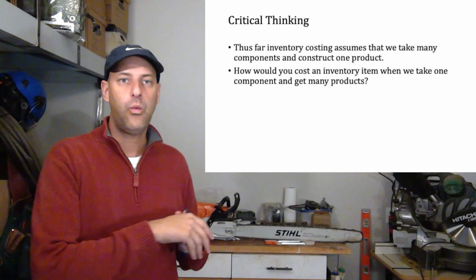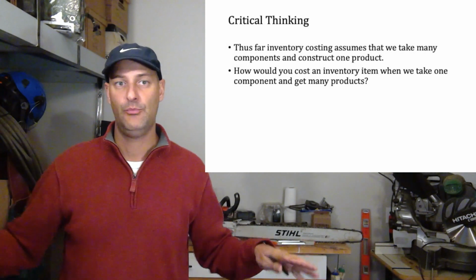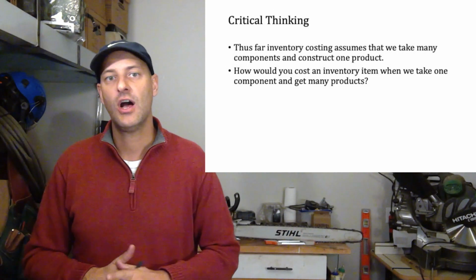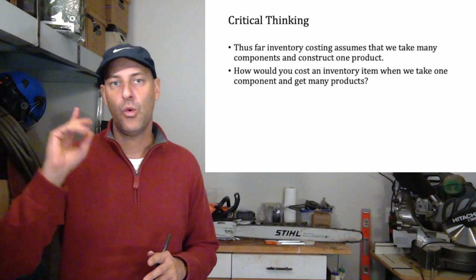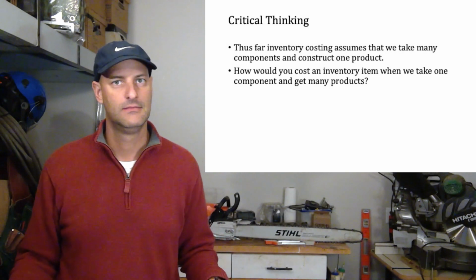Now, what do we do if we have one input and lots of outputs? How do we cost inventory when we take one component and get many products? Okay, this is a little bit more difficult to conceptualize, but it happens all the time. This should not be overly surprising for you in general.